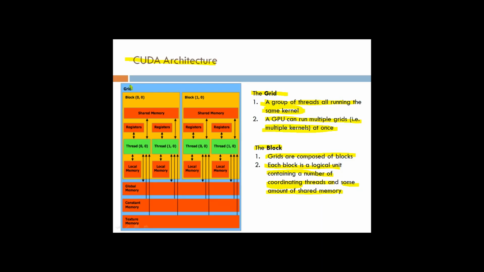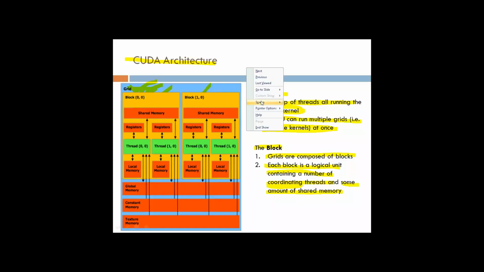In this diagram we can see that at the topmost level, the blue one, is the grid. Inside the grid there are two blocks, block 0 0 and block 1 0. These are its x index and its y index. This is multi-dimensional addressing of the blocks, with x index and y index. Each block has a shared memory.